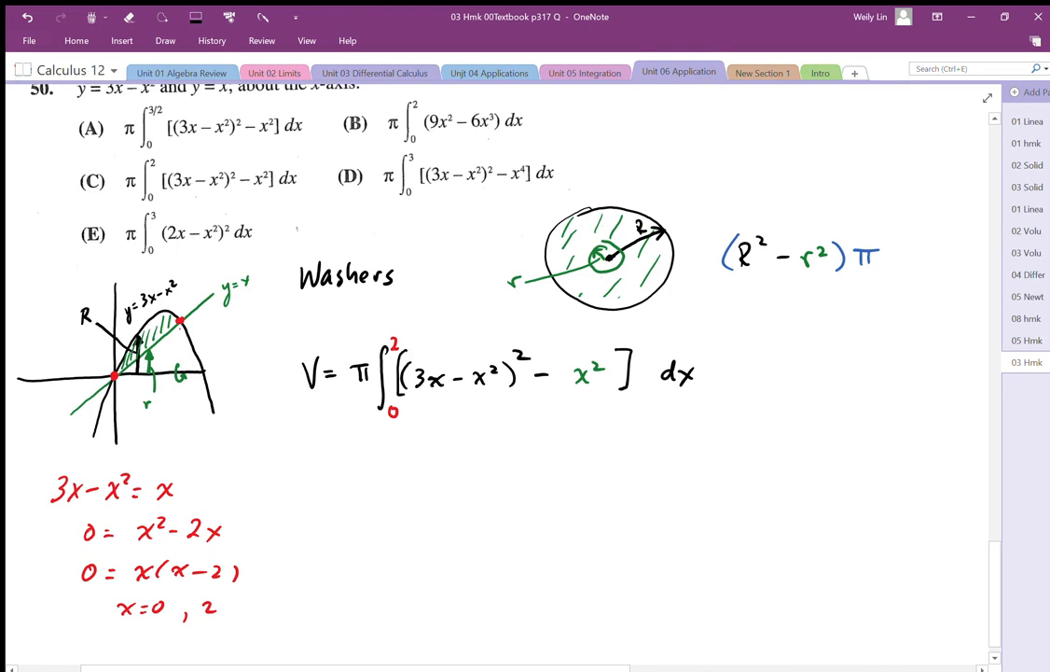That represents then my integral for the volume of that solid that I generate by rotation with washers. So if I take a look at my answers, the answer is C. I can see my big R squared here minus my little r squared here.